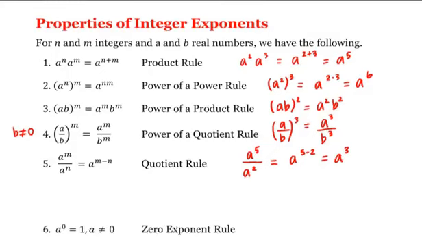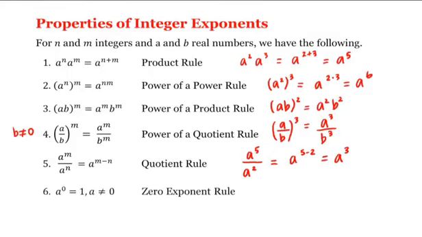The sixth property states that a to the 0 is equal to 1 for a not equal to 0. 0 to the 0 is not defined for various reasons, and this is often referred to as the zero exponent rule. For example, 3 raised to the 0 power is equal to 1.